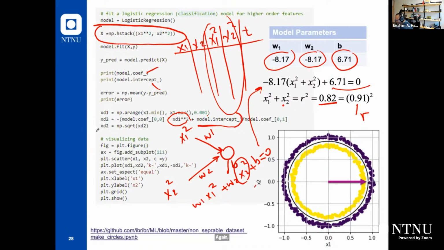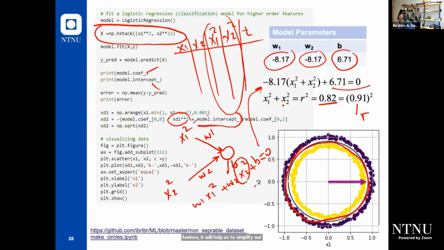So now I have x2 squared, and of course, x2 equals the square root of x2 squared. And I will plot x1 and x2 in this case. When we are plotting x1 and x2, we will get this beautiful circle, right? And it's a perfect circle which will divide those two classes into two separate classes. So this example shows you that if we can spend some time working with features, try to find a super feature, it will help us to simplify our model.